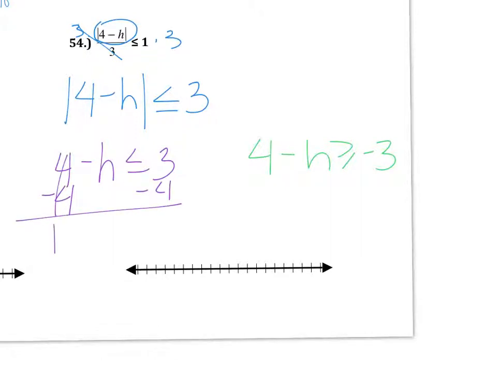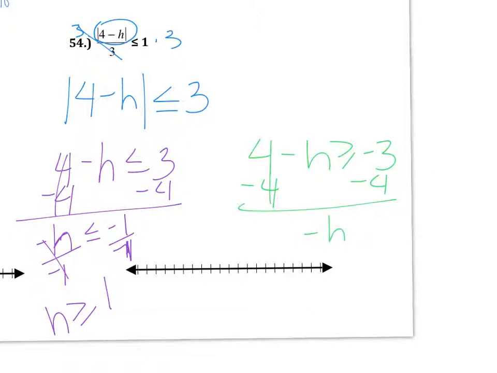So I'm going to subtract 4. Negative h is less than or equal to negative 1. Because we're going to divide by a negative 1, this inequality symbol is going to reverse. So we have h is greater than or equal to 1. Subtract 4 over here. Negative h is greater than or equal to negative 7. We're going to divide by a negative, so that inequality symbol is going to switch. So we have h is less than or equal to 7.